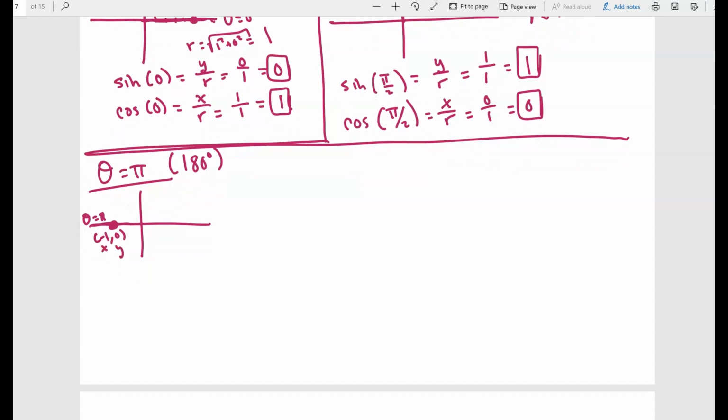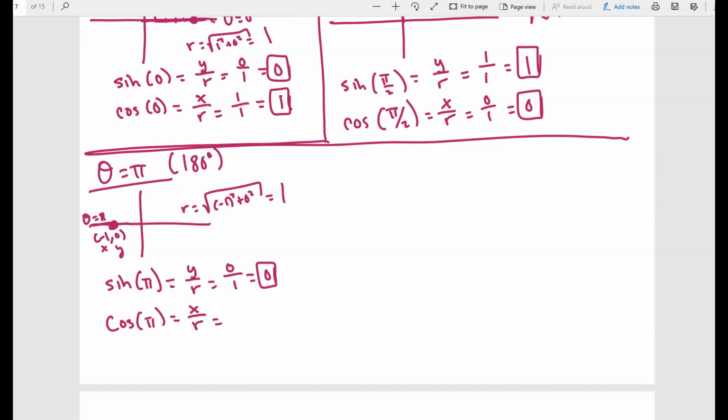This is going to be our x and our y. R is equal to the square root of negative 1 squared plus 0 squared. That's going to give me 1. So now let's figure out what the sine of pi is. So the sine of pi is going to be y over r. It's going to give me 0 over 1, which gives me 0. Okay. Similarly, the cosine of pi is equal to x over r, which is going to give me negative 1 over 1, which is going to give me negative 1. Okay, so that's the cosine of pi.